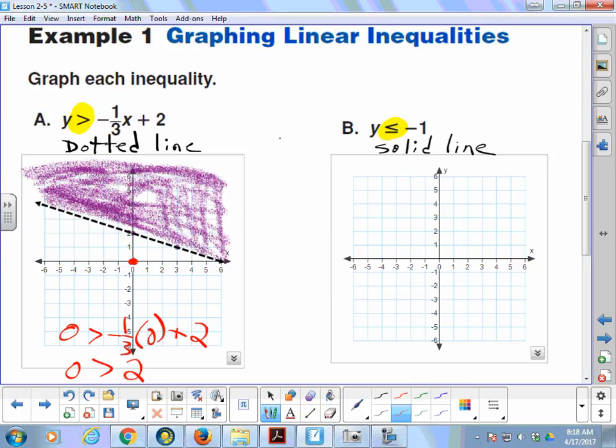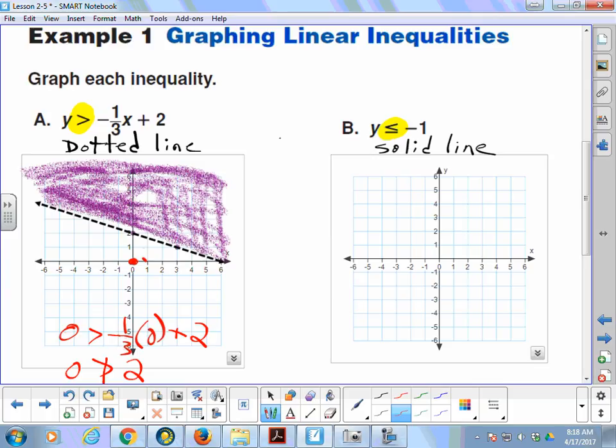No. Since that's a false statement, that point should not be in my shaded area. If it was a true statement, it'd be inside my shaded area. If it's a false statement, then it won't be. So I know I shaded this correctly because the origin is not in there. So whenever you can check, you want to check with the origin.